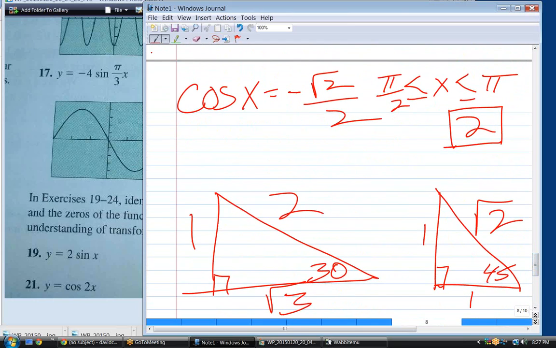So our angle is 45 degrees, but we're in the second quadrant. So what second quadrant angle is the equivalent of 45 degrees? 3 pi over 4? Yes. It's good that you don't have to do it in degrees and translate. The sooner you can think in radians, the better off you'll be.